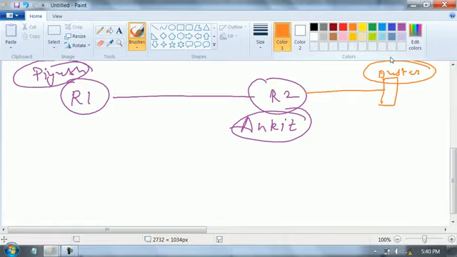Piyush wants to reach Ankit. Agree or not? Piyush can reach Ankit by two ways. One by using static routing, one by using dynamic routing. Agree? Now, first thing, when there is a need to configure routing.